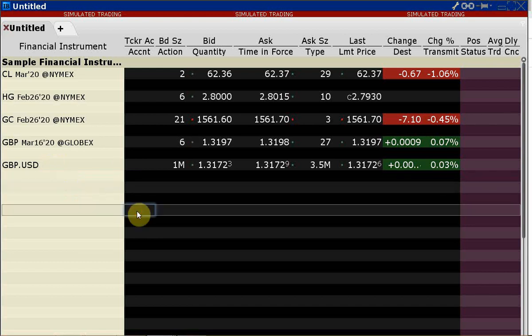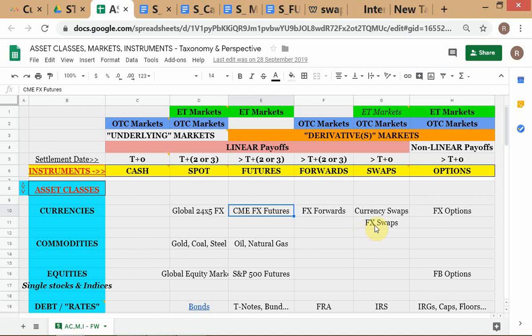Okay, so let's go on now. What you have covered is spot. You've covered futures. We have some idea about forwards versus futures now. You've also covered options. Now what we are trying to cover is swaps. So let's first get into a taxonomy of swaps.